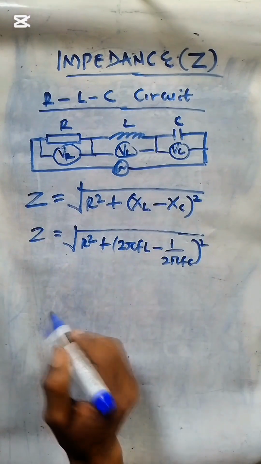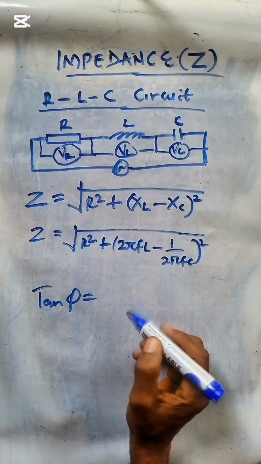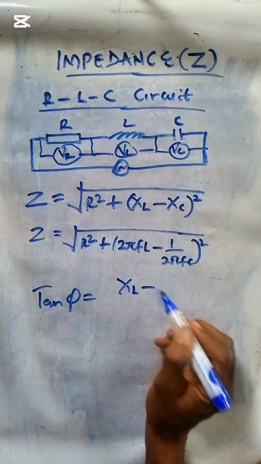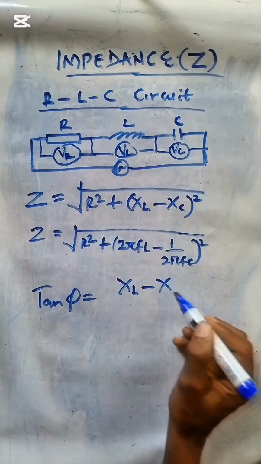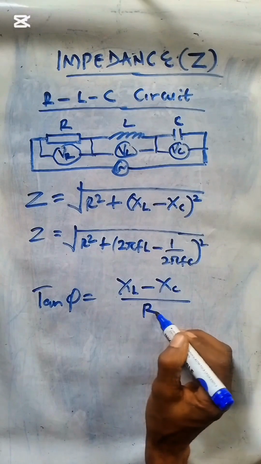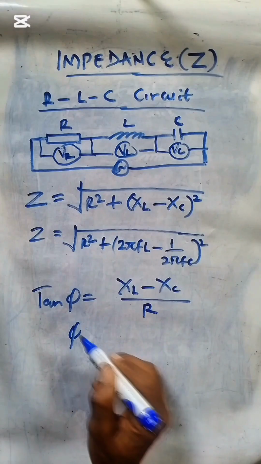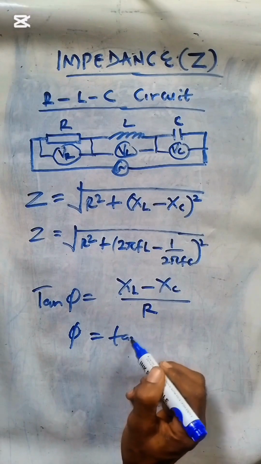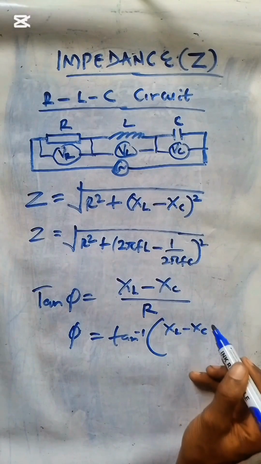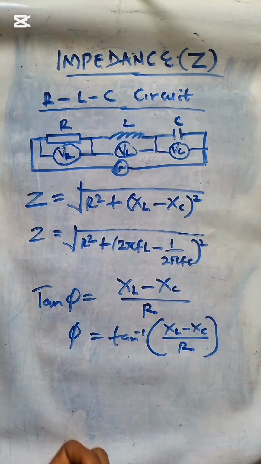Then the phase angle in this circuit is tan alpha equal to the reactance, in this case XL minus XC, divided by R. So that is to say our phase angle will be the arctan of (XL minus XC) divided by R. Take note of this.